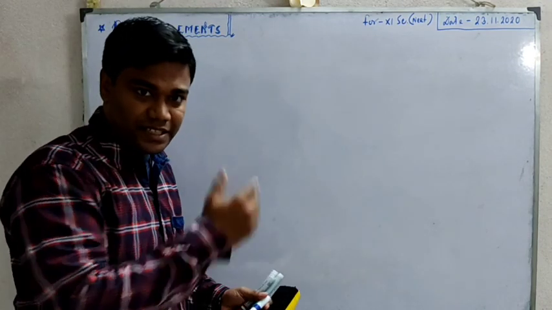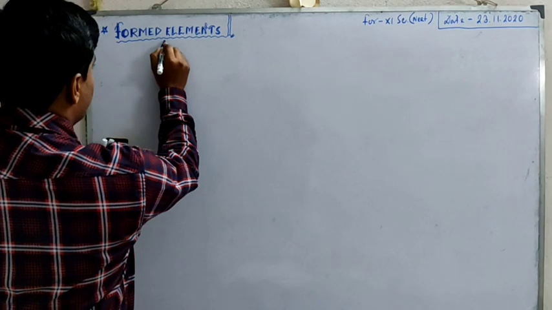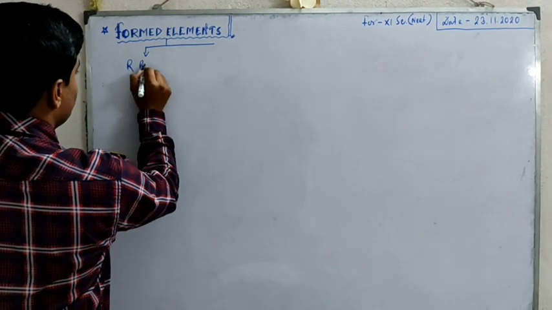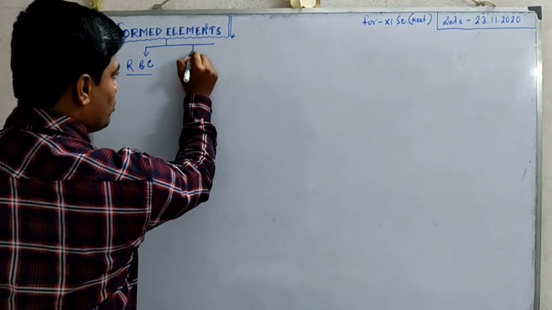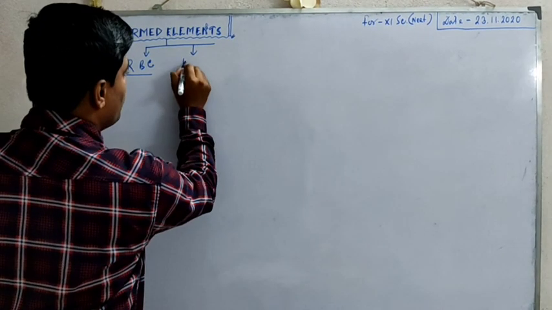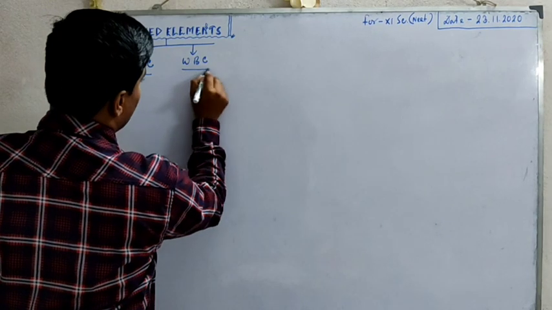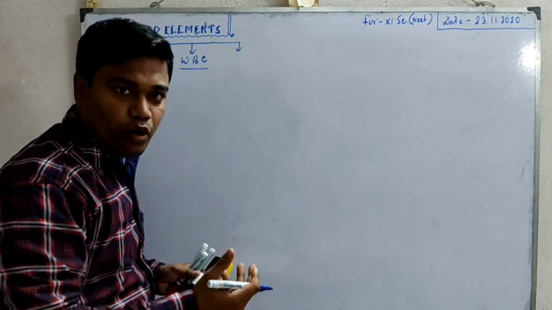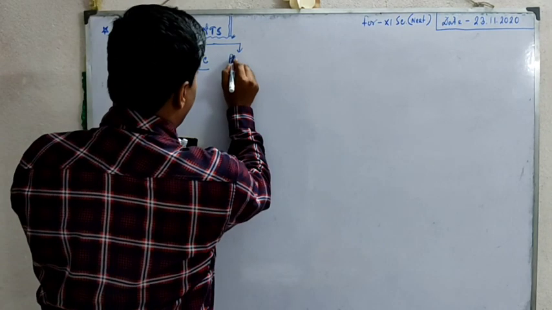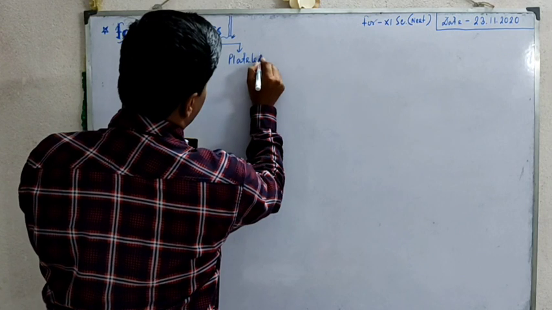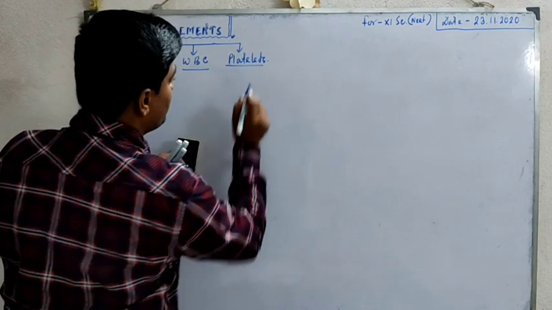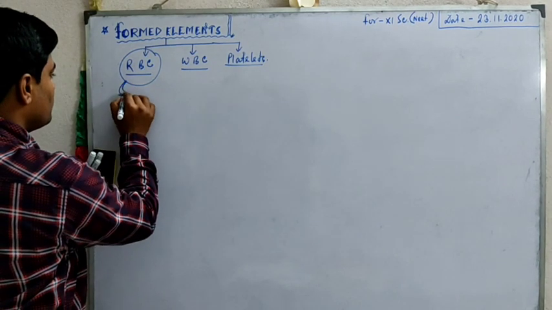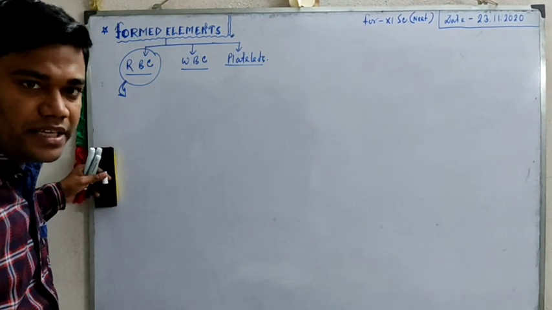We all know that three types of formed elements are there in blood. One is RBC, that is erythrocyte. Another is WBC, we call it leukocyte, and another very important one is the thrombocyte or platelets. First we start with RBC.